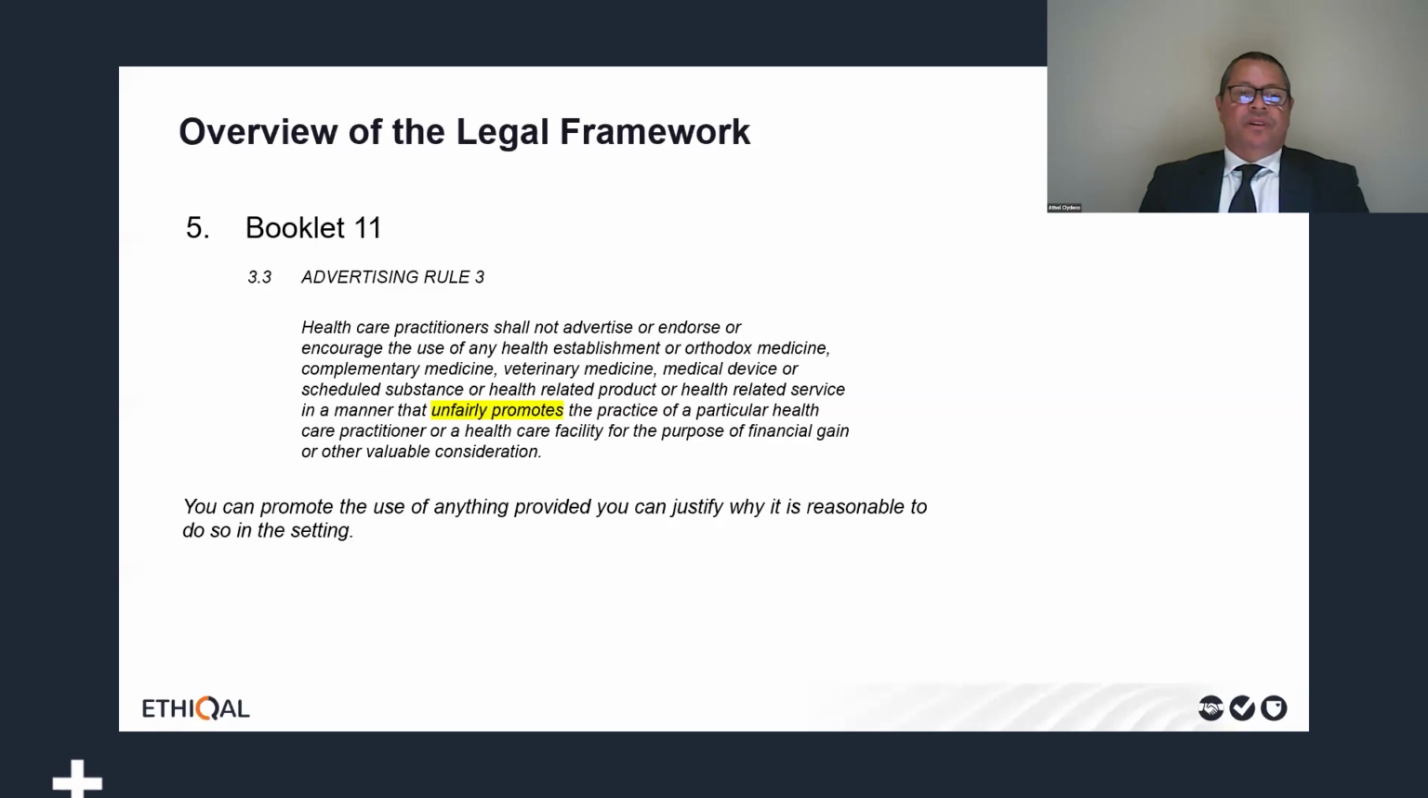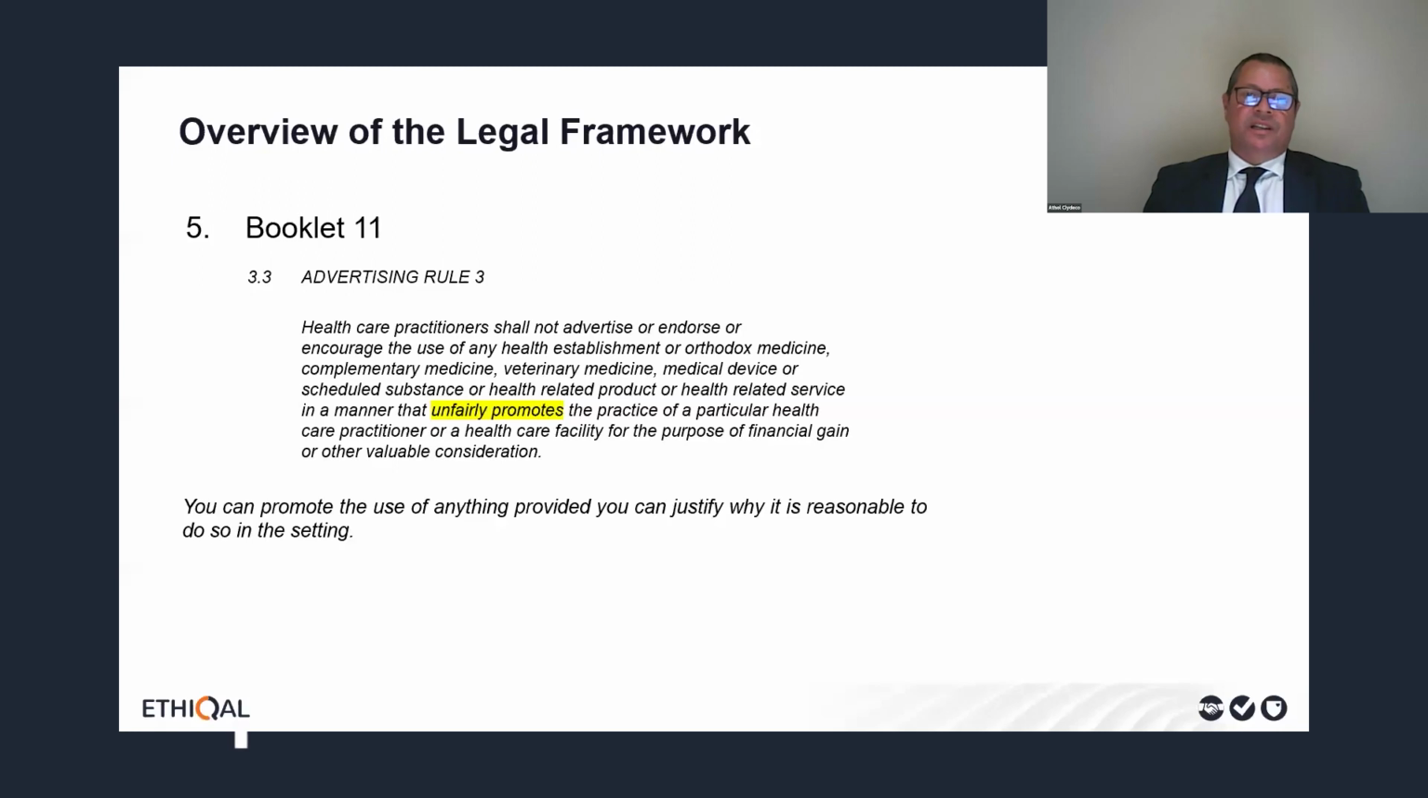Okay, then we've got booklet 11, which, if memory serves, is the booklet in relation to perverse incentives. JP will correct me if I'm wrong. But basically what this says, in relation to the use of a particular health establishment, a registered medicine, a complementary medicine, anything else of that nature that unfairly promotes the practice of a particular healthcare practitioner or facility for the purposes of financial gain or other valuable consideration, you must not engage in advertising that.